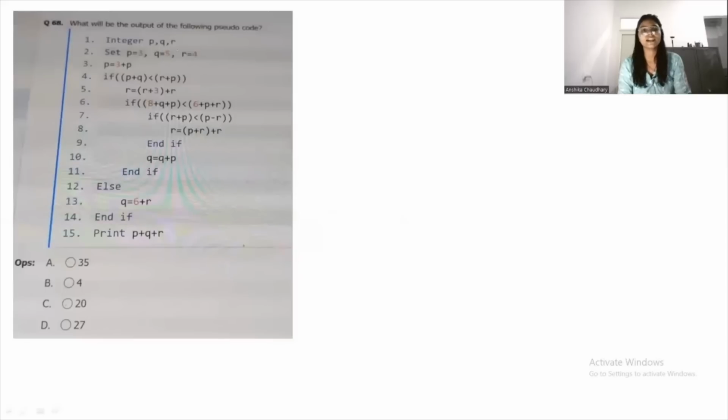So the next question is again: here are three integers p, q, r, and here are three values. P equals 3, q equals 5, and r equals 4. Alright. Then p is assigned 3 plus p, so p value will be updated to 6. Okay. So p value is 6 now. Q value is 5 only and r value is 4 only.